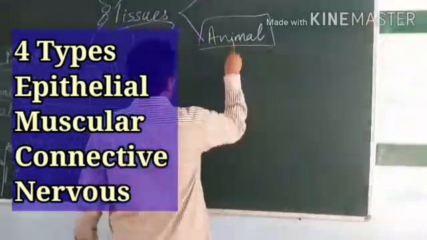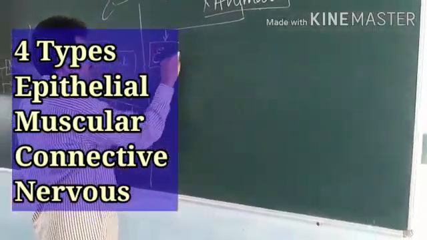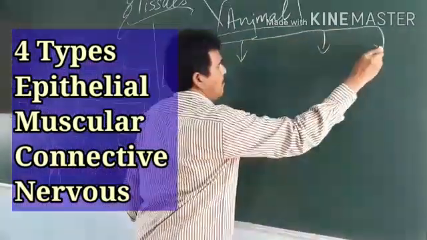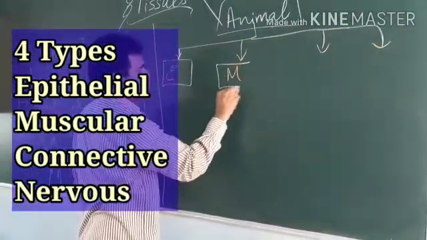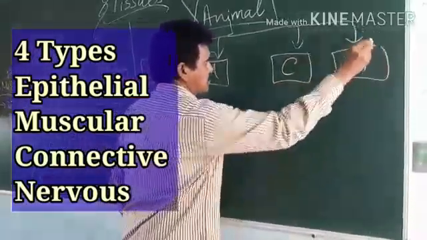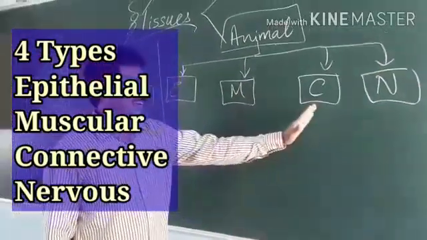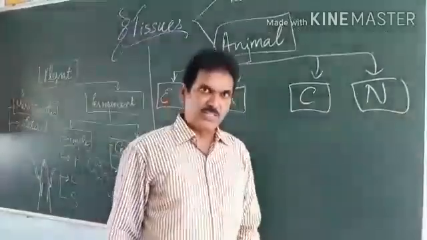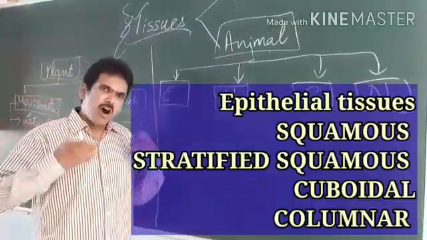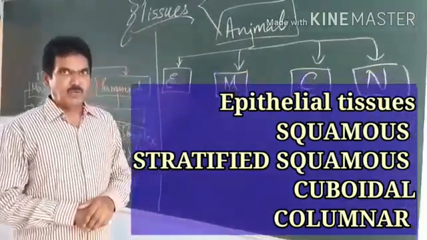Anyway, the animal tissues are of four different types: the epithelial tissues, the muscular tissue, the connective tissue and the nervous tissue. Epithelial tissues, muscular tissues, connective tissues and nervous tissues. Under epithelial tissues, we understood that organs, their linings are having epithelium, right?